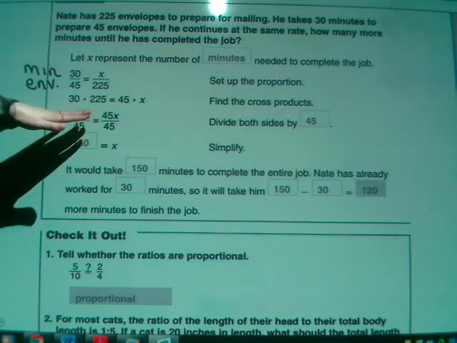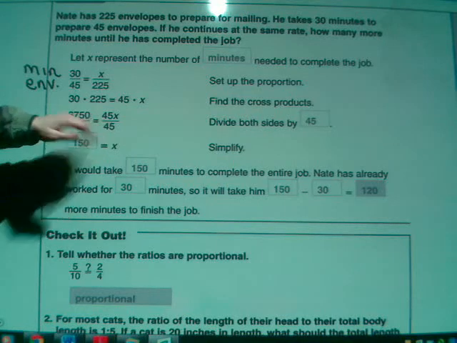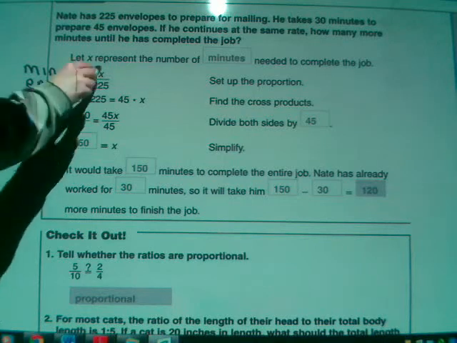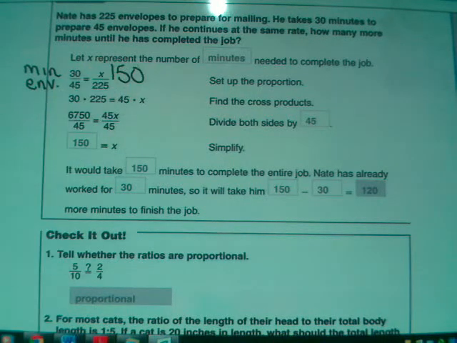Well, as you can see, they're showing this by solving the equation, getting x by itself, chopping out 45, and they get 150. So it's going to take him 150 minutes to do 225 envelopes. Now, that doesn't really answer the question, though, because the question is how many more minutes will elapse for him to complete the job. He's already spent 30 minutes doing 45 of the envelopes. So what they do to actually solve the question here is subtract off 30 minutes that he's already spent to find out that it's going to take him another 120 minutes to finish off the rest of the envelopes.